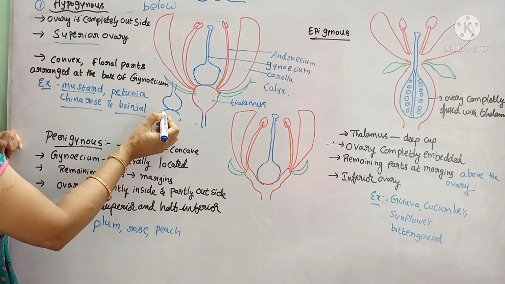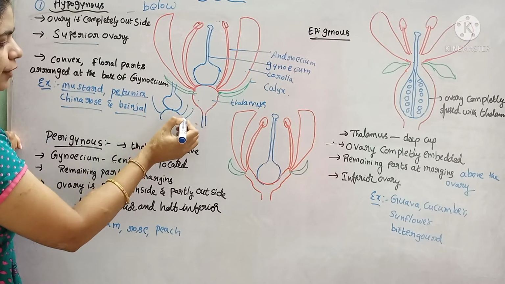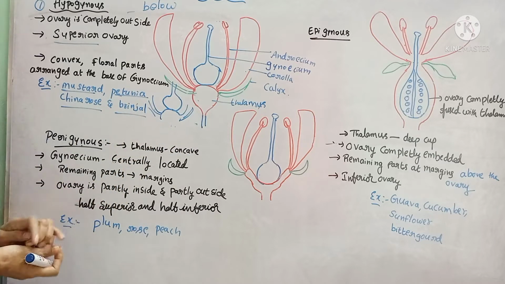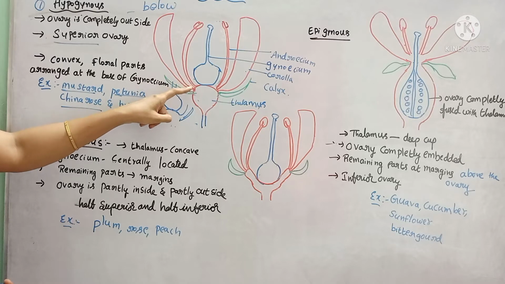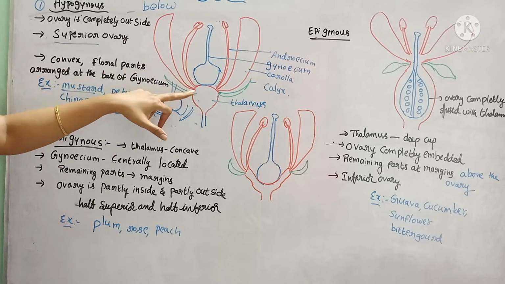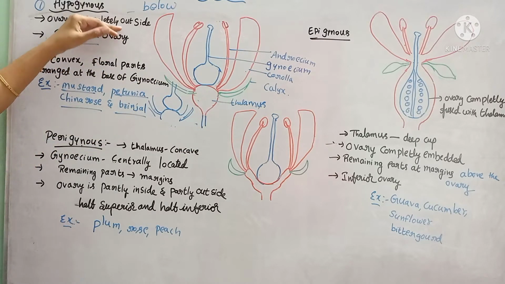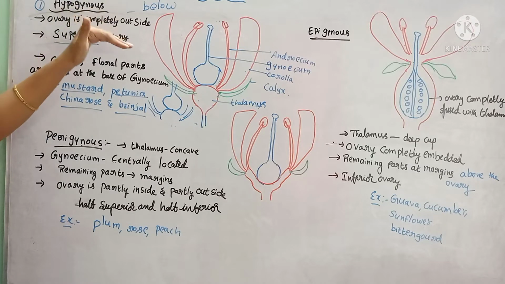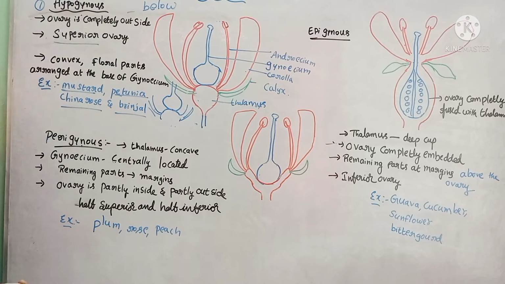Here, all the floral parts are present below the gynoecium. Different floral parts are arranged below the gynoecium, right? See this? This is the gynoecium. The androecium is present here. Corolla and calyx are present. That means the gynoecium is above and all the floral parts are arranged below. Hence, it is hypogynous. Hypo means below. The floral parts are arranged below the gynoecium. Hence, they are called hypogynous.